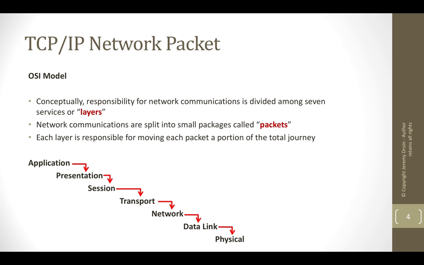Communications is split into discrete packets. This is a fixed amount of information that travels across the network. So if you have a message that's too large to fit in a particular packet, we'll need to break that message up, send it across the network in different packets, and then put those packets back together at the other side. We'll see later that whether you use TCP or UDP greatly affects how and when these packets are reassembled. The important thing to remember so far is that each layer is responsible for moving the packet a part of the way across the total journey.